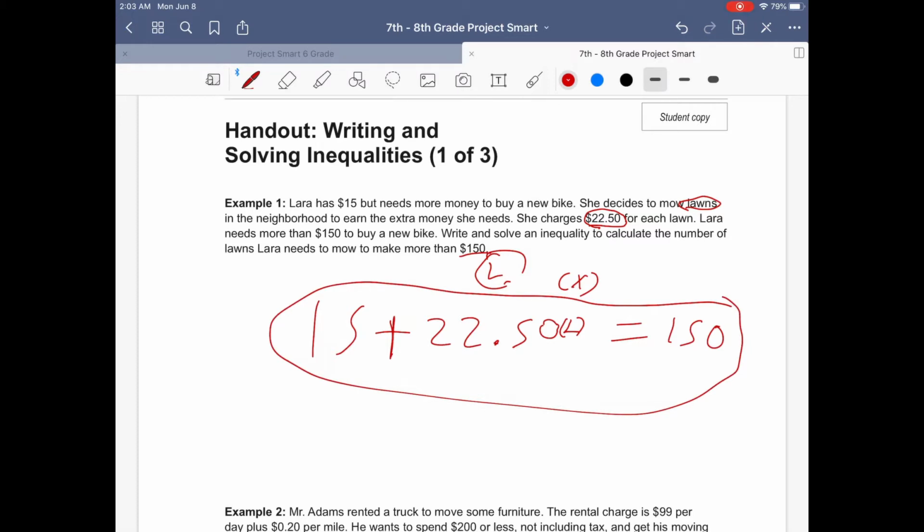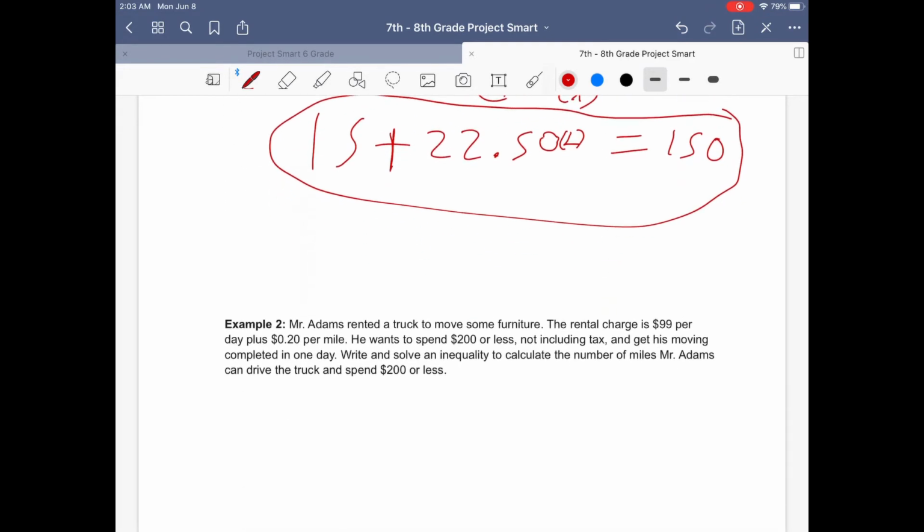So on your sheet of paper, just write it out, and then you just text it or send it to me through email. We'll get to that point later. Let's do one more example together, all right?